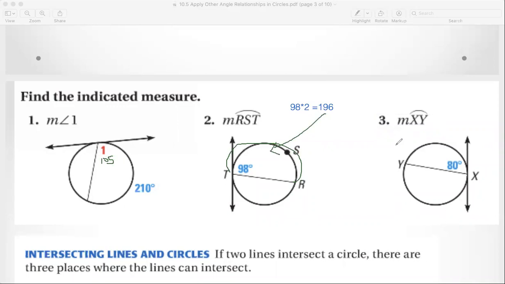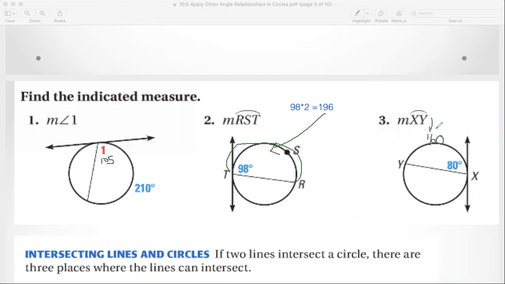Now, number 3, they want the measure of arc XY. I know it's the small direction because it's only got 2 letters. They would give me 3 letters if they wanted the major arc. So if this angle here is 80, then the intercepted arc would be twice as big, so that would be 160. Just to reiterate, my answer here is 160.